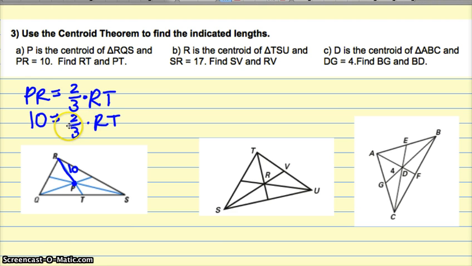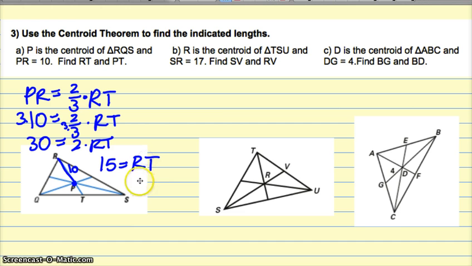I need to get RT by itself. 2 ways you can do this. Grab your calculator and do 10 divided by 2/3. Or without a calculator, we can do it in 2 steps. Multiply both sides by 3, that would give us 30. Divide both sides by 2, RT equals 15.